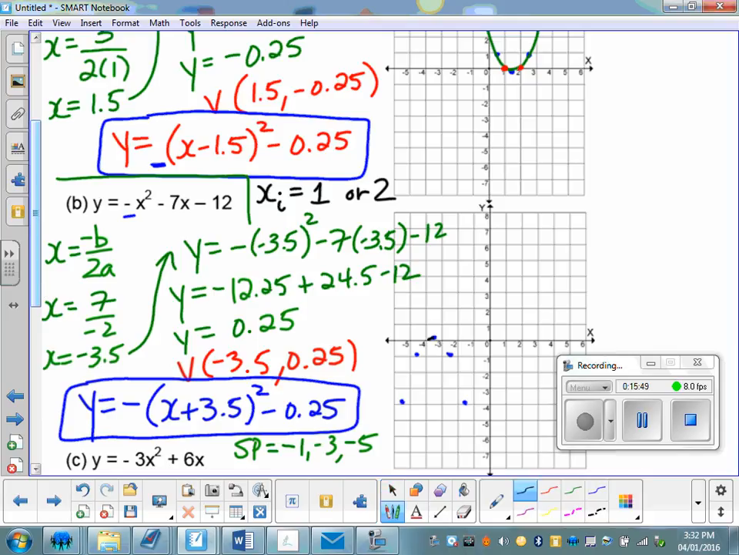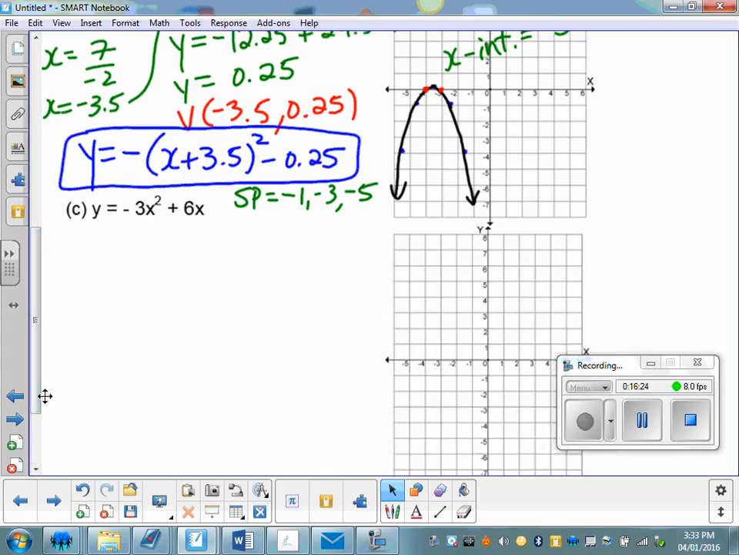So when we graph this parabola, it's going to look like that. And this time, my x-intercepts, this is where it crosses the x-axis. My x-intercepts are -3 and -4.